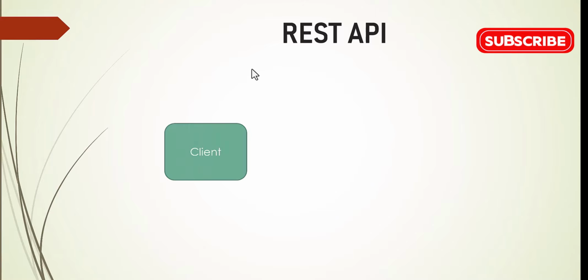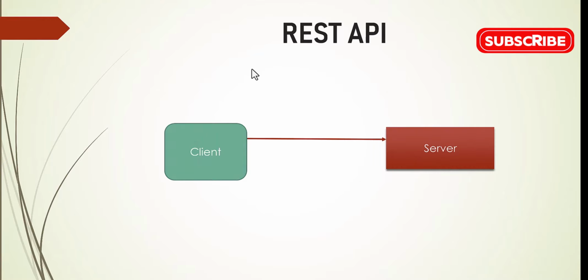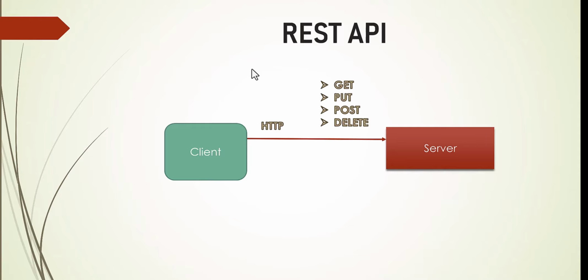The REST API has one client, and this client can make requests to the server side. The request is based on an HTTP request, and it may be get, put, post, or delete. If you want to fetch the data, you should use the get method. If you want to update with put or post, you want to save the data or trigger the data, and if you want to delete the data, you use the delete method.